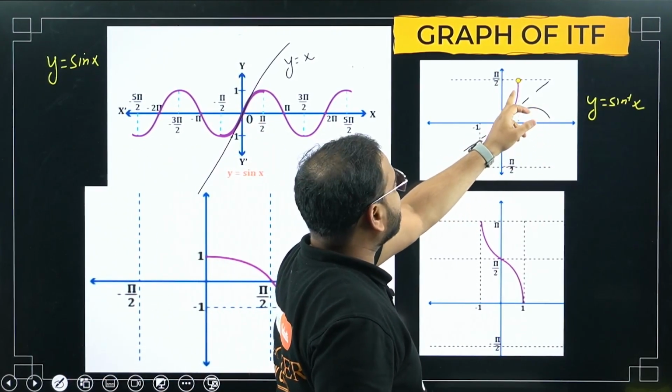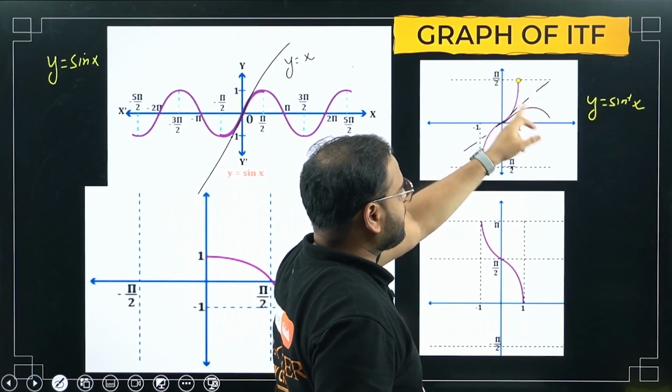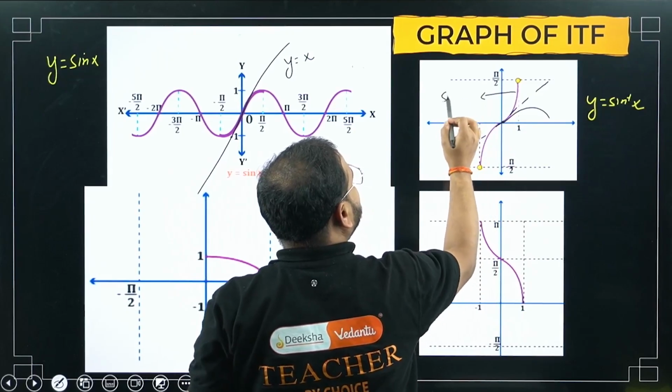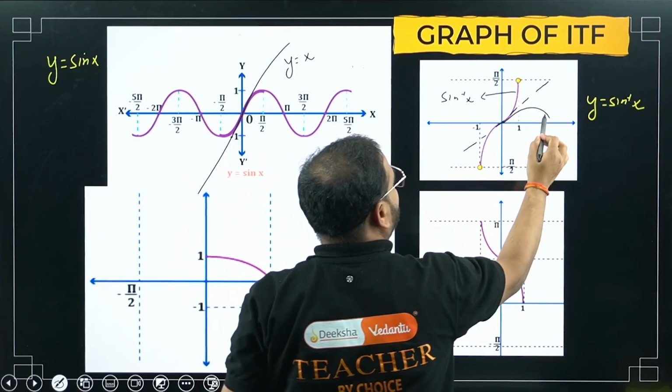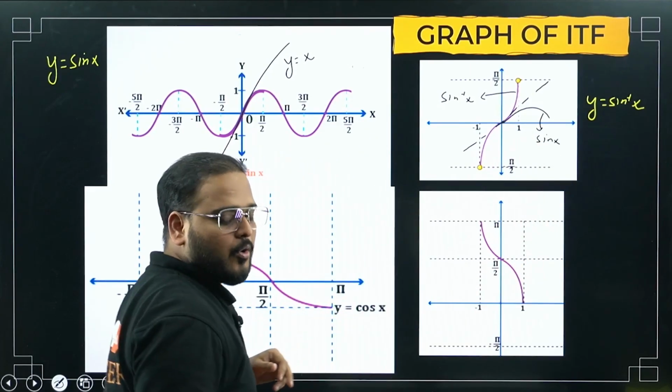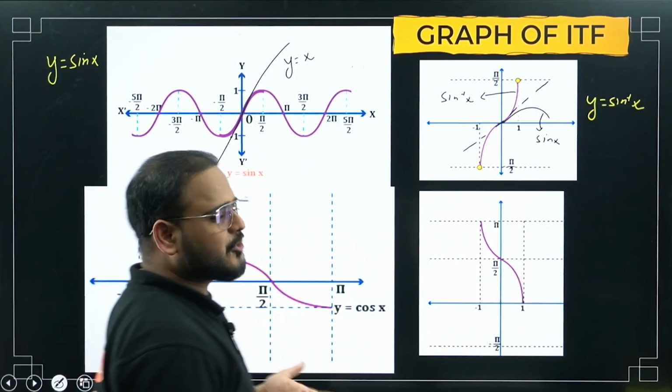So you can see here the mirror image of this sine inverse of x will look like sine of x. This represents sine inverse of x, and this represents sine x. So I can just show you they are mirror images about y equal to x. Okay, that's the definition of an inverse function.